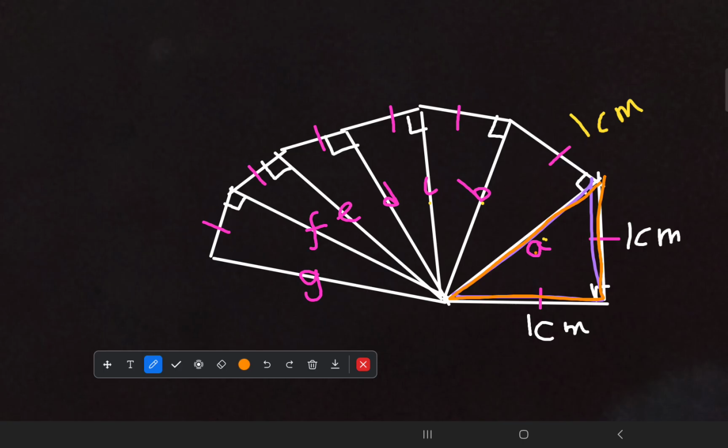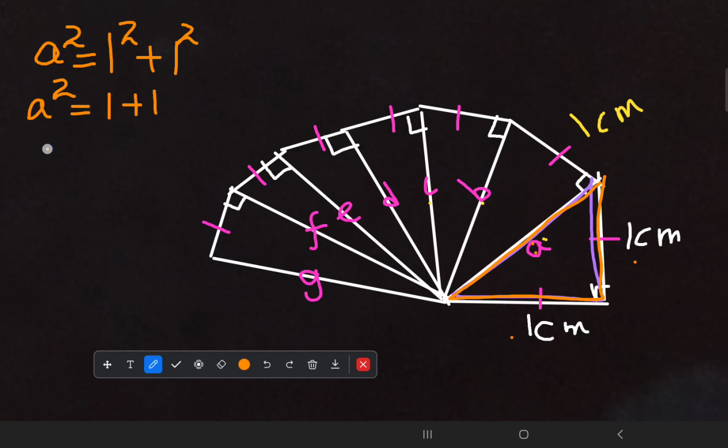Why are we taking this triangle first? Because we know the adjacent side and opposite side. We know two sides' magnitudes. By using those measurements, we can easily find our hypotenuse. So, we can use the Pythagoras theorem. According to the Pythagoras theorem, hypotenuse square equals opposite side square plus adjacent side square. So, A square equals 1 square, which is 1, plus 1 square, which is again 1. A square equals 2.